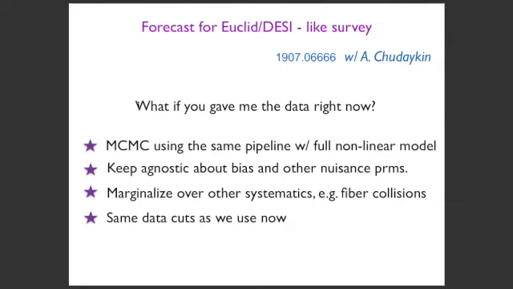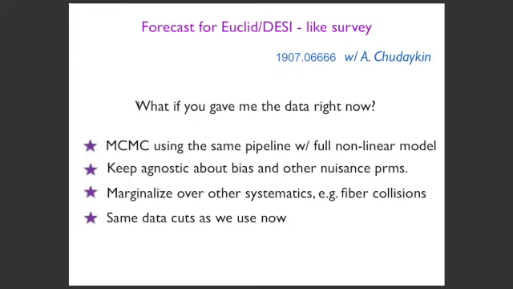By doing this, we also marginalize over other systematic effects like fiber collisions or redshift errors, because these systematic effects have the same k dependence as the counterterms. It's k squared or shot noise. That's why when we marginalize over our nuisance parameters, we also marginalize over possible systematics. And we use the same data class as we have now.